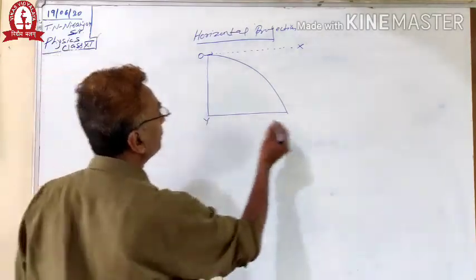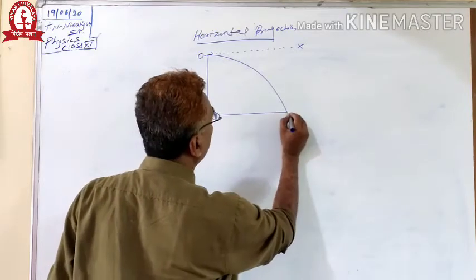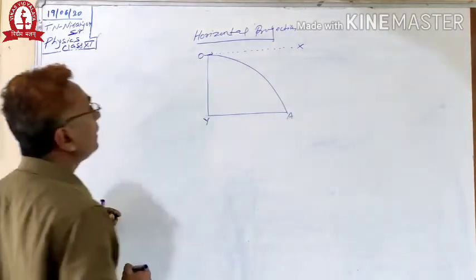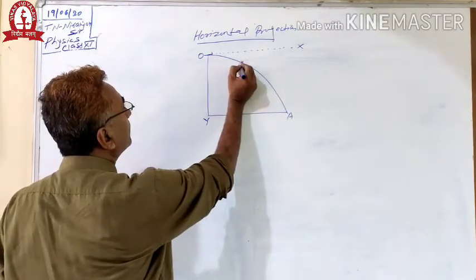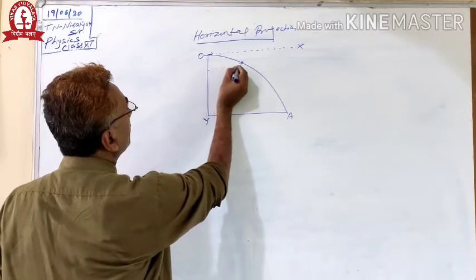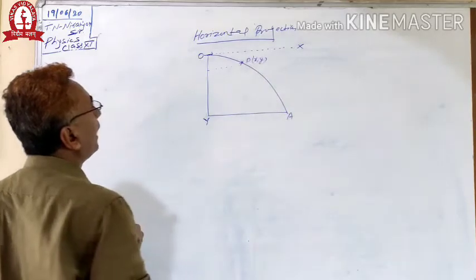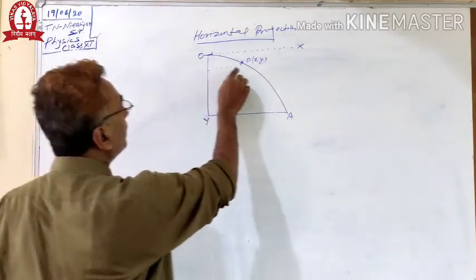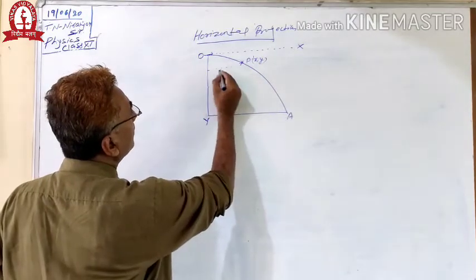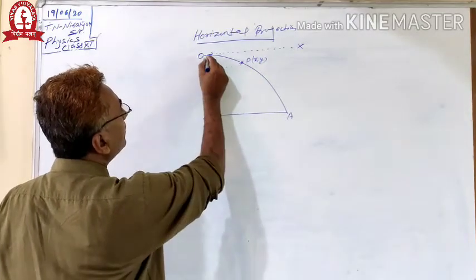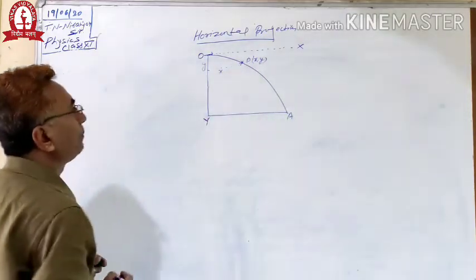Now see here, this is OY, let it be A, right? At any instant of time, let the particle reach this point after time t. The coordinate of this is, let it be P(x, y). That means after time t, the body reached point P by covering the horizontal distance x, and the vertical distance y. Then the object reached point P.